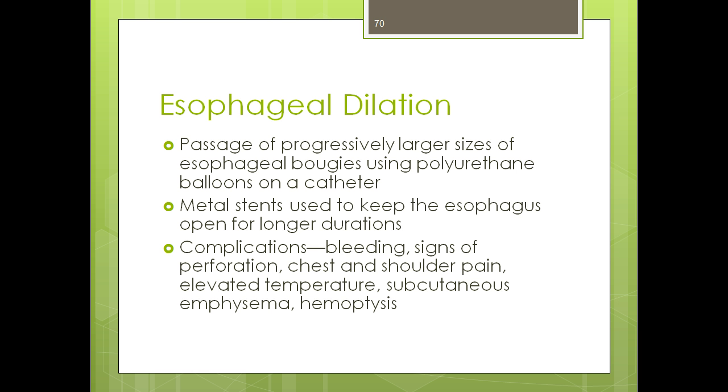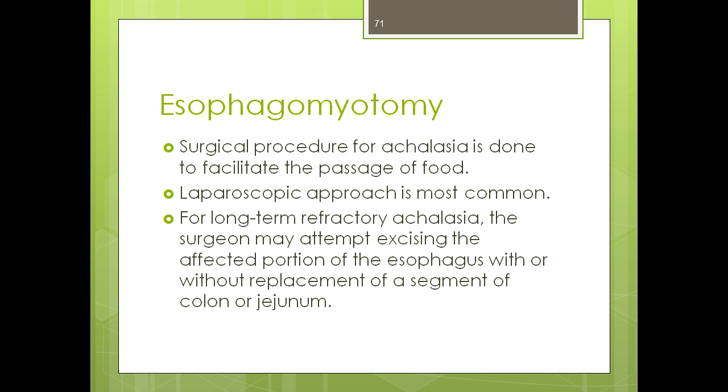Then the next one you have is esophageal dilation, and that's the passage of progressively larger sizes of esophageal bougies using polyurethane balloons or possibly a catheter. What they do is they use little metal stents, and that keeps the esophagus open for a longer duration. The complications of this procedure would be bleeding, signs of perforation, chest and shoulder pain, elevated temperature, subcutaneous emphysema, and hemoptysis, which is spitting up blood.